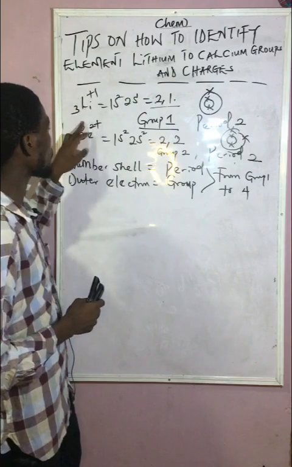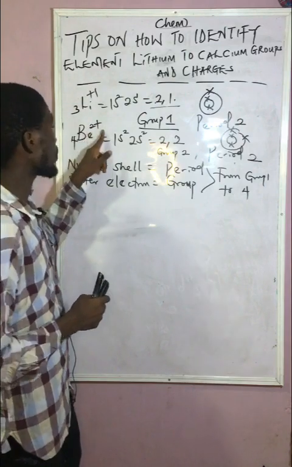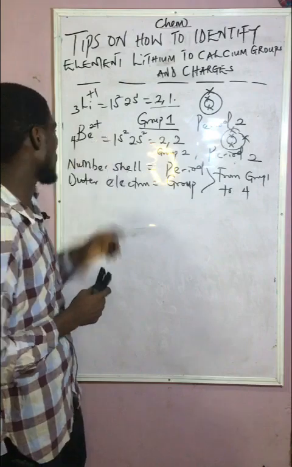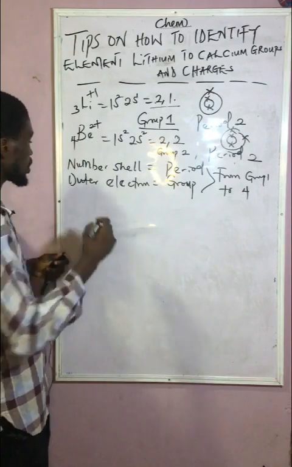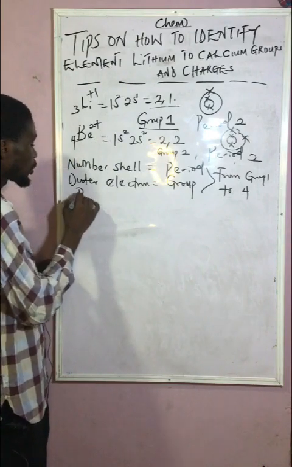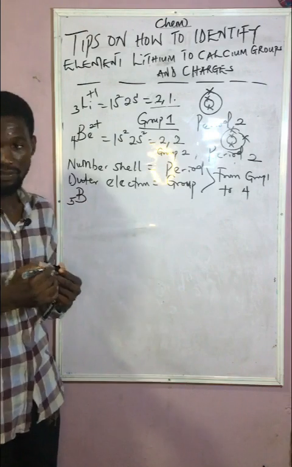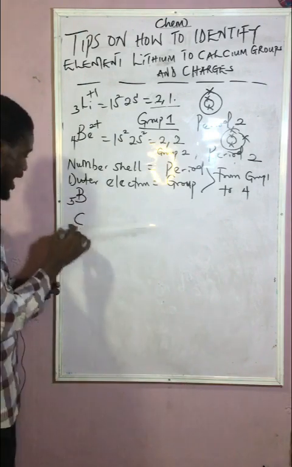Lithium, we have a positive 1. Beryllium, we have a what? A positive 2. Are you with me now? So I'll be going with another element, which is what? Boron, atomic number 5. Carbon, atomic number what?